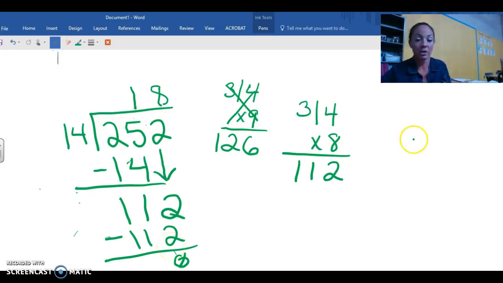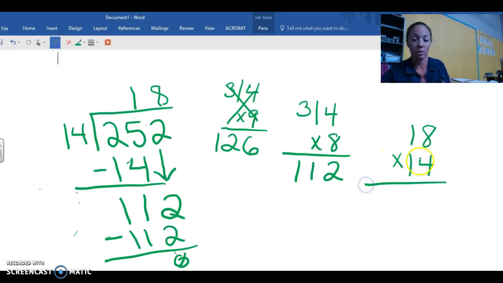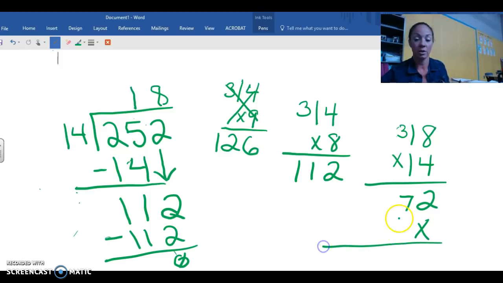So we need to check our quotient, see if we got it correct, and we are going to multiply again. So 18 times 14, let's see what we get. 4 times 8 is 32. Carry that 3. 4 times 1 is 4, plus 3 gets you 7. Whoa. Put your little X there to mark your spot. 8 times 1 is 8. 1 times 1 is 1.